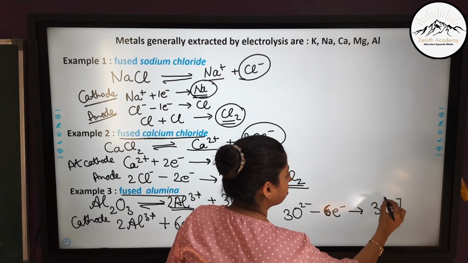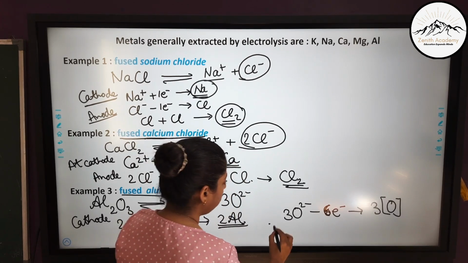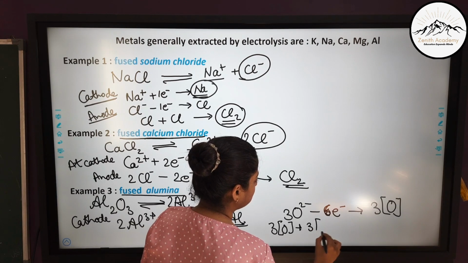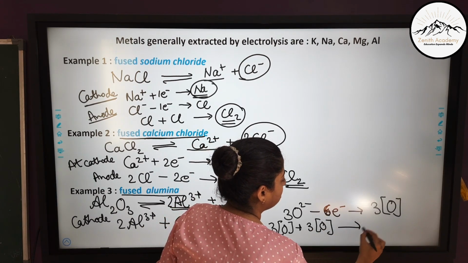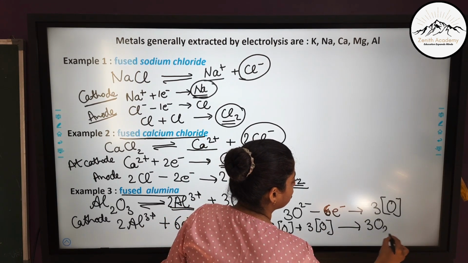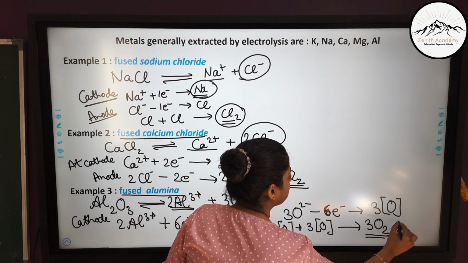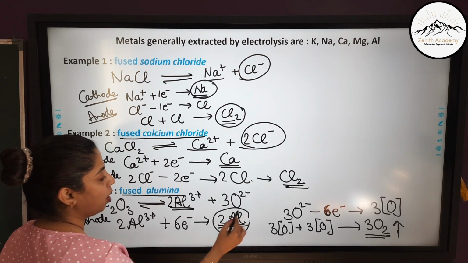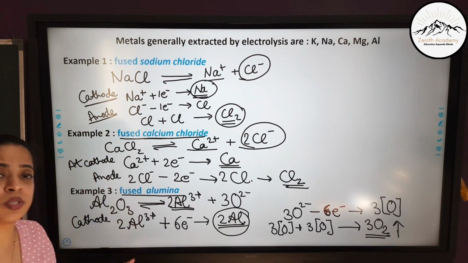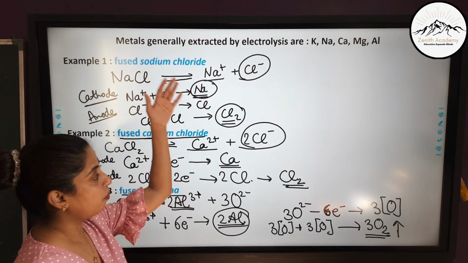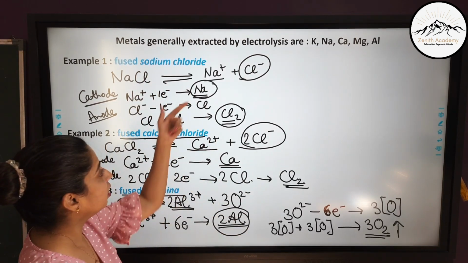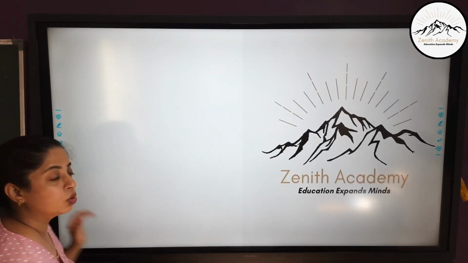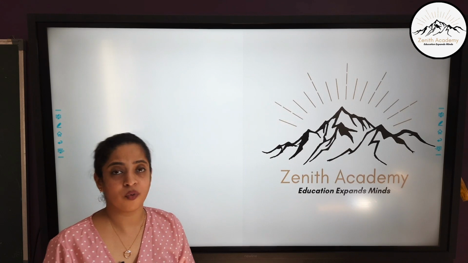Now these are nascent oxygen atoms, correct? So 3 oxygen atoms plus 3 oxygen atoms combine to give 3 molecules of oxygen gas. So this oxygen gas is released at the anode and at the cathode we get a metal. So this is how, by using electrolysis, that is performing electrometallurgy, we get the metals from their fused salts. So that was all the 3 applications of electrolysis.